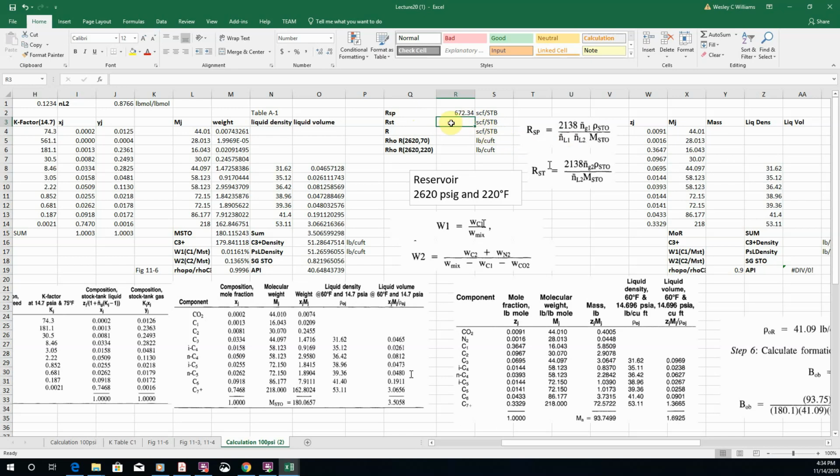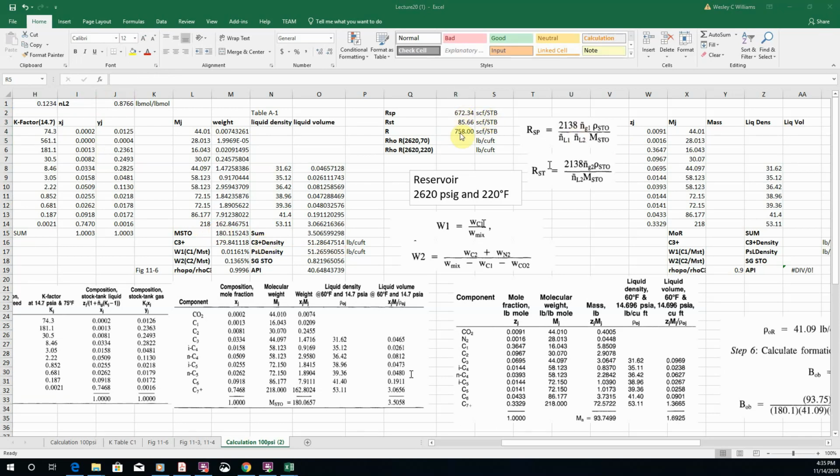Now, for the stock tank, 2138 times NG2 is this guy times rho of the stock tank divided by NL2 times molecular weight of the stock tank, and there's that value, 85.66. And so the combined, that would be your total formation, or your total gas oil ratio would be this plus that, 758.